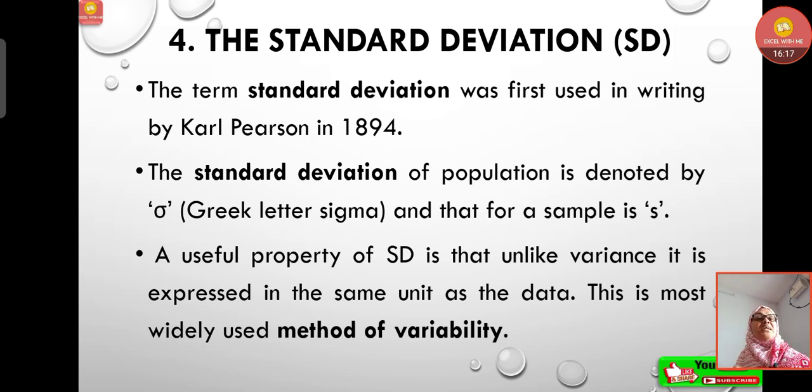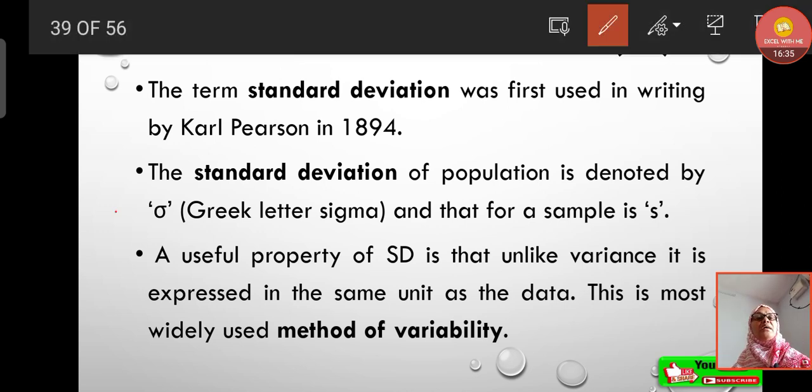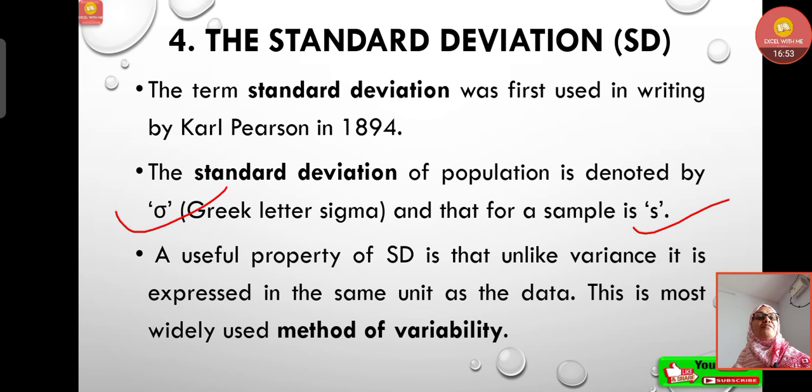Now, the fourth one is the standard deviation, a very important one. Generally, we use this a lot. The term standard deviation was first used in writing by Karl Pearson in 1894. The standard deviation of a population is denoted by the Greek letter sigma, and that for a simple sample is S. A useful property of SD is that unlike variance, it is expressed in the same unit as the data. This is the most widely used method of variability.